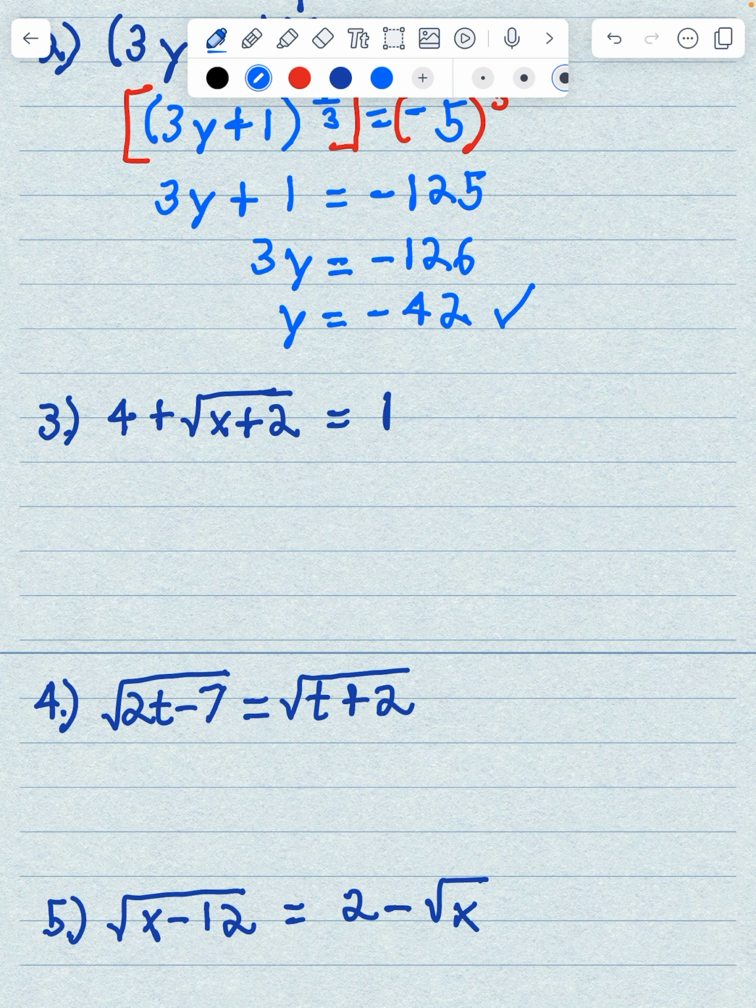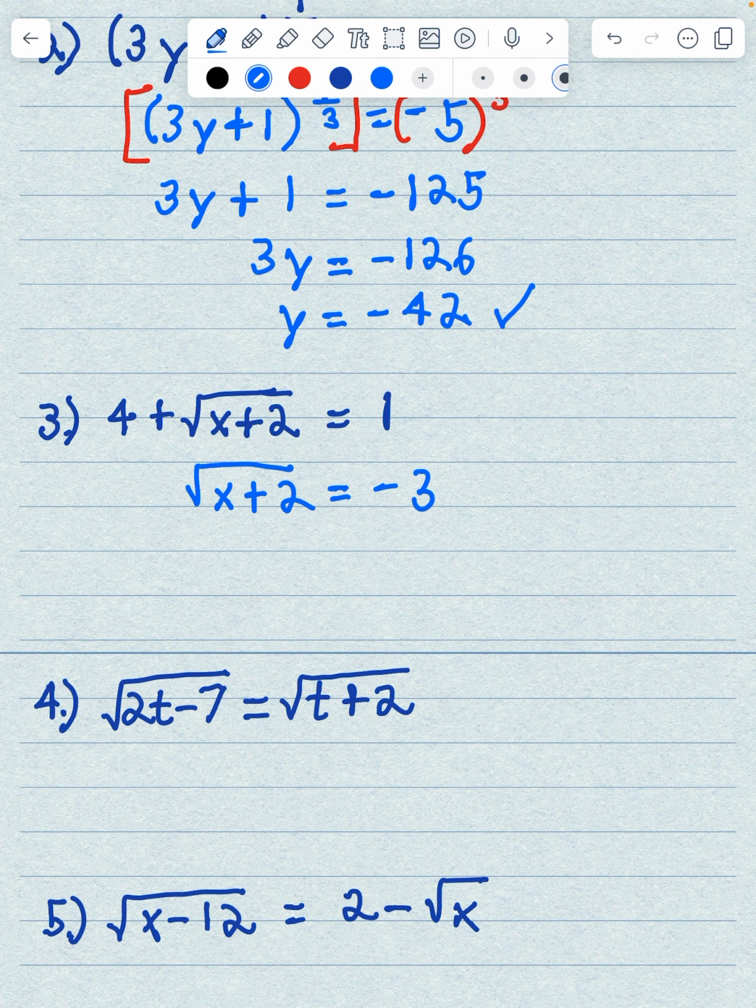This time our square root we need to get by itself by subtracting 4 from both sides. So we're going to have the square root of x plus 2 equals negative 3. Now, I want you to recognize something at this point, and that is the fact that we have a square root equal to a negative. It's okay to have an odd root equal a negative, but not an even root like a square root. So this should raise the alarm that this is impossible.